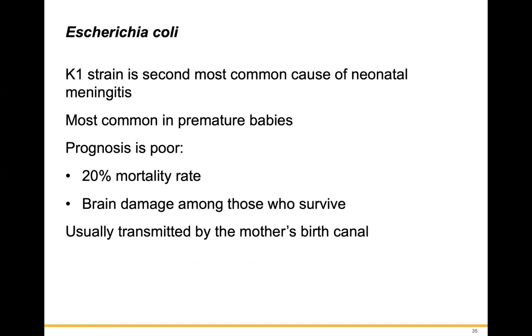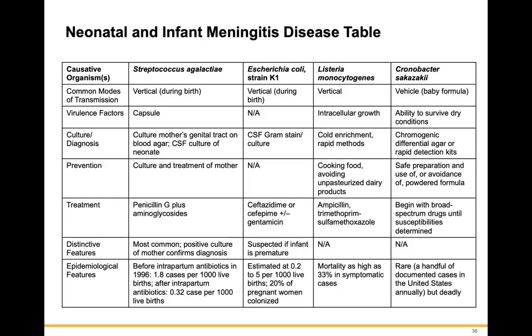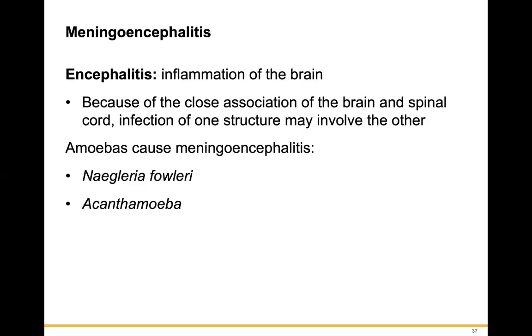E. coli is most common in premature babies. The prognosis is poor with about a 20% mortality rate. This can lead to brain damage among those who actually survive. And again, this is passed from the mother to the fetus through the birth canal. And then here's just a table summarizing the neonatal and infant meningitis.